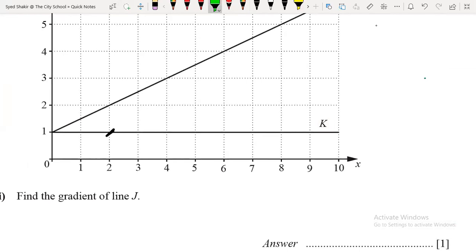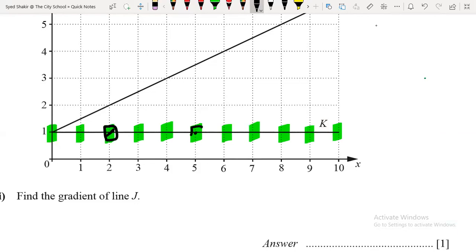Let's check the points. 1, 2, 3, 4, 5, 6. There are so many points. You need to take any 2 points which lie on the line. It's up to you. So I'm taking this one and this one.